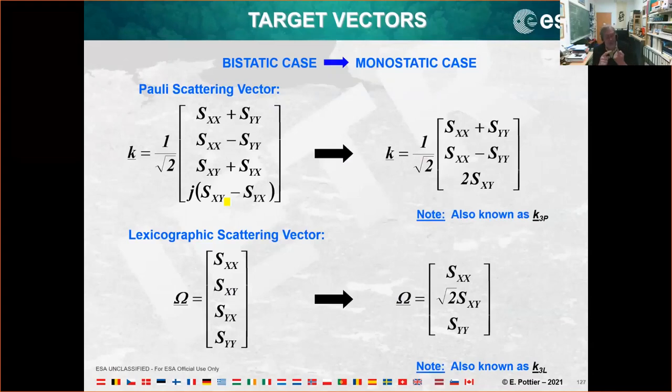Pure target, physical dimension equal to 5, only one eigenvalue. Distributed target, physical dimension equal to 9. Be careful, we have to reduce. And you have three eigenvalues different to zero.